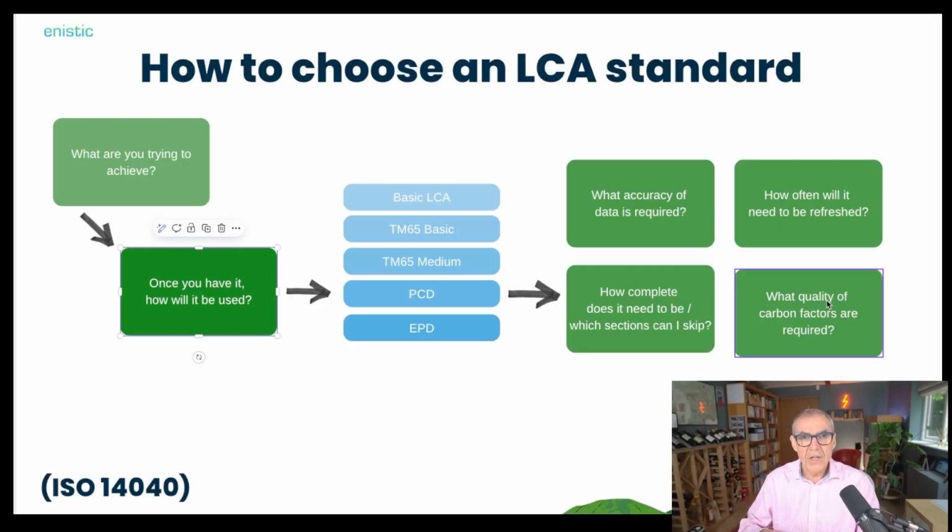Some carbon factors are better than others. Some say, well, it's roughly X, Y, Z. Some say, well, it's exactly that, but it depends on where you get it. If you get copper from here, it's different. So there's lots of different varieties of carbon factor. But once you know the standard, you'll know which carbon factor quality is required. The other thing you'll know once you know the standard is which sections you can skip.